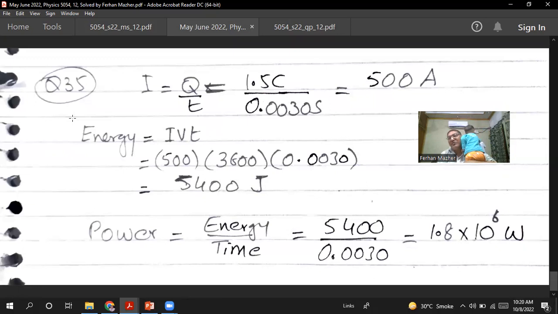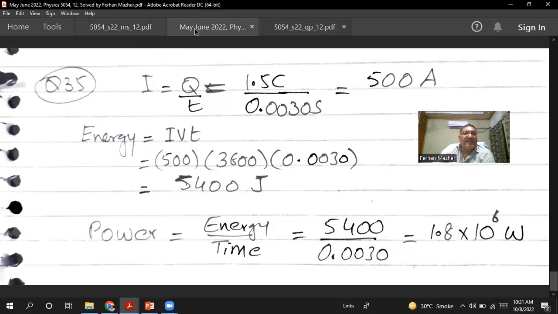Now the formula for the energy is IVT. So that will be I is 500 ampere, the voltage is 3600, and the time is 0.0030 seconds. So the energy will be 5400 joule. The power is equal to the energy divided by time. So the energy is 5400 and the time is 0.0030 seconds. When you divide it on the calculator, you will get 1.8 x 10^6 watt. So the power will be 1.8 raised to power 6 watts.